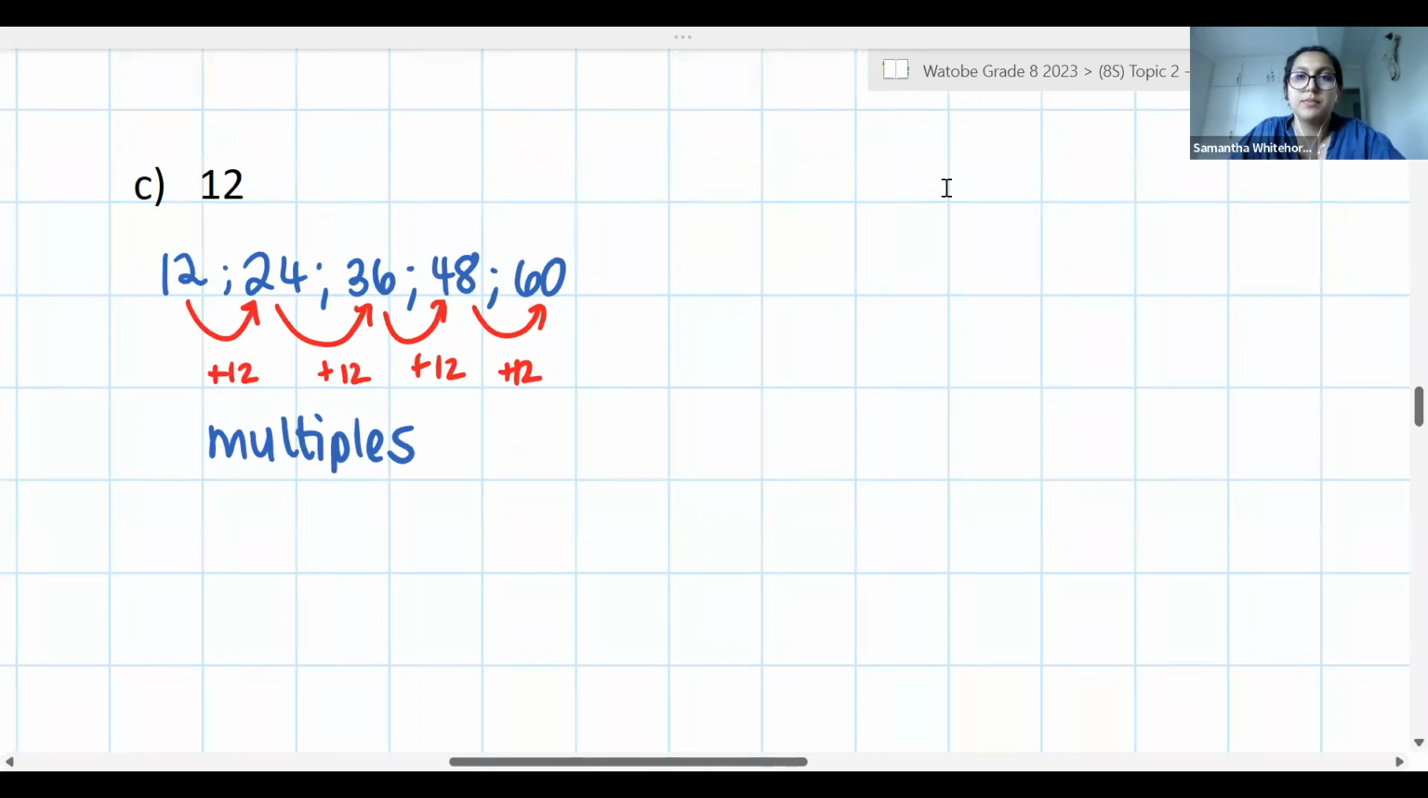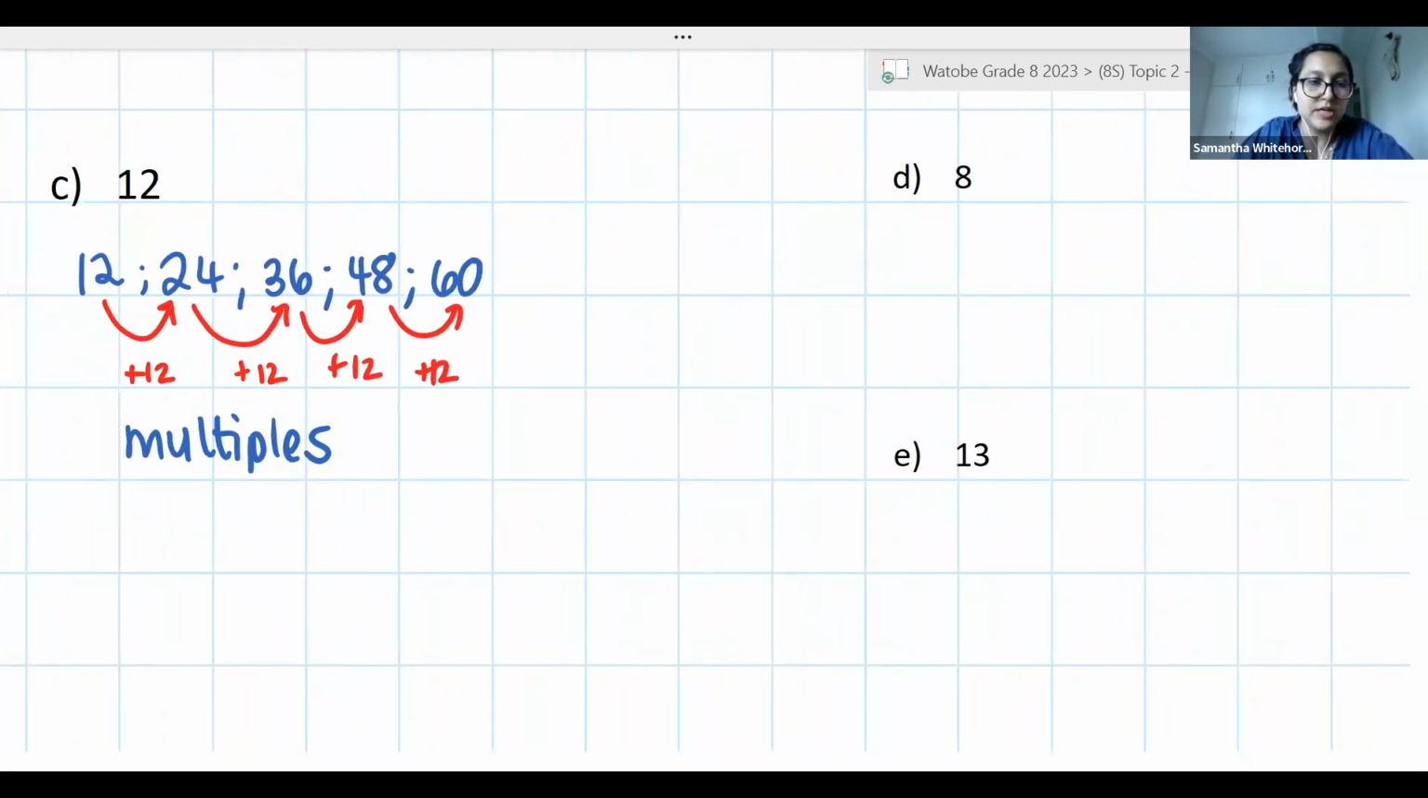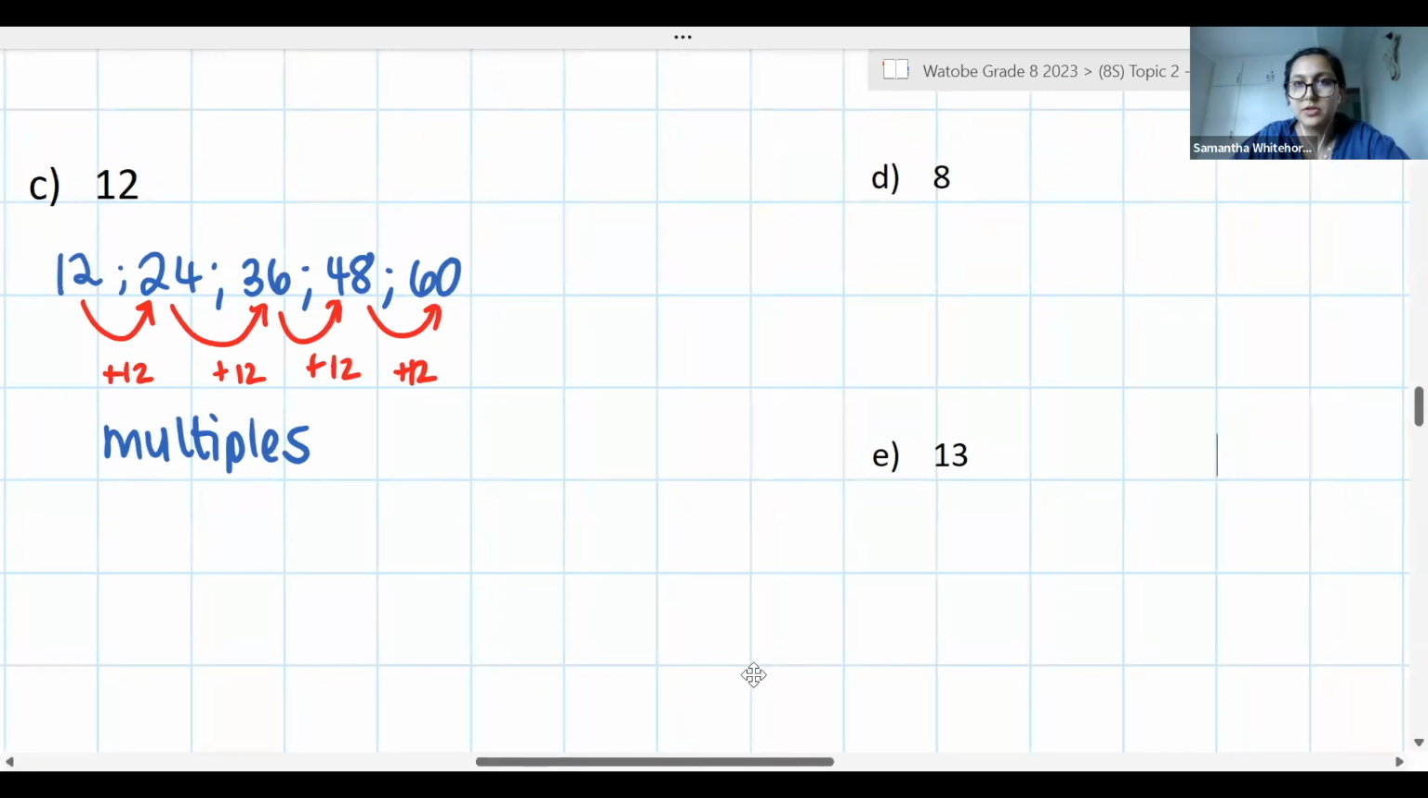So let's do the multiples of 8 and the multiples of 13. Write them down, remember? I'll leave it up there in case you need to take a screenshot. Remember to write it down. I'm going to give everyone a minute or so to get it down, give it a try.